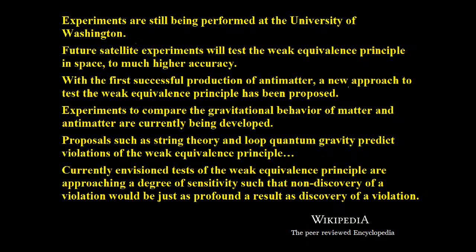And here you have some of the experiments that they're going to be doing in the future. Experiments are still being performed at the University of Washington. Future satellite experiments will test the weak equivalence principle in space to much higher accuracy. And they have all these tests, all these proposals, right, of how to measure inertial and gravitational mass ever more precisely. And I'm saying, why are these people measuring? Don't they have anything better to do? I mean, what's the point of all this measuring?